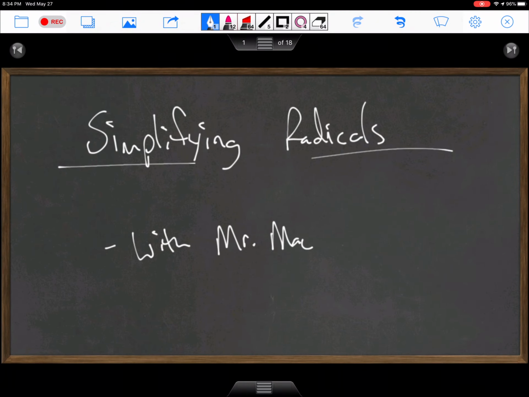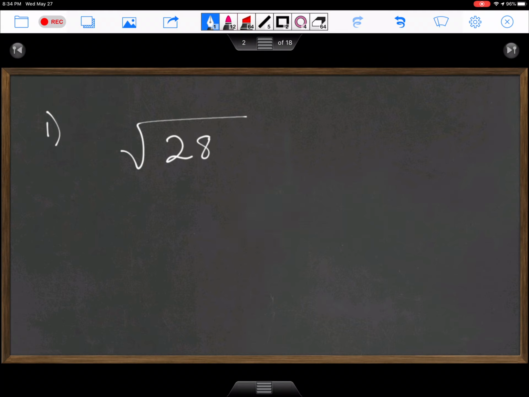Simplifying radicals with Mr. Mac. Okay. So a radical is just a square root, and you guys have seen me do this before. I showed you this on some stuff when we did the distance formula to give you some exposure.